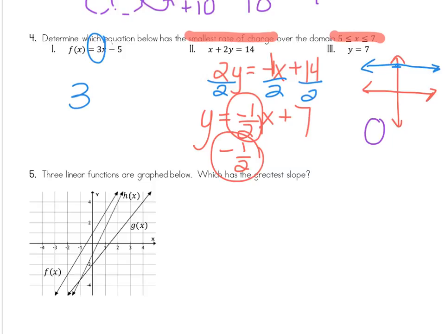So which of the following has the smallest average rate of change? That would be 2 because it's negative.